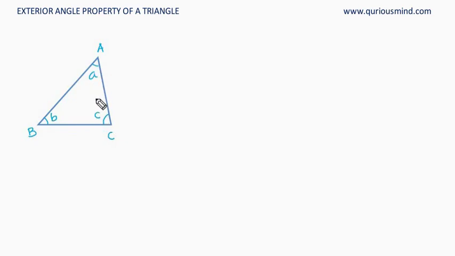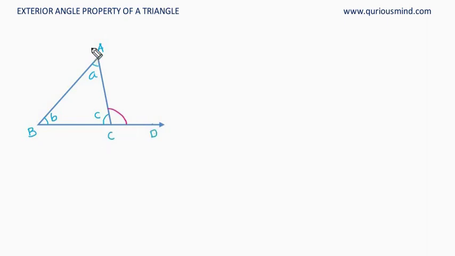Now what is exterior? So if I extend this line segment BC beyond C, so now in this case, this angle is called the exterior angle. So let me name this point here as point D. So angle ACD is an exterior angle. Does that mean I have only one exterior angle?